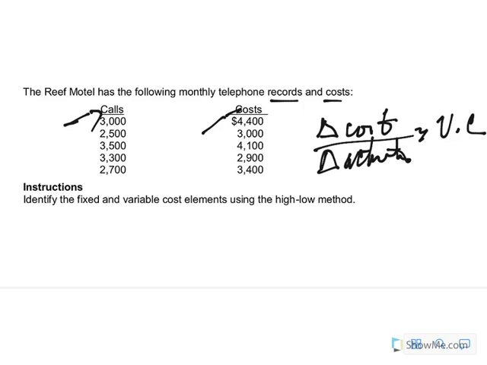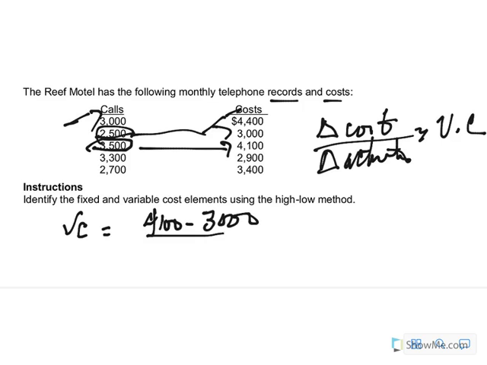All right, now we want the cost at the high activity. So when I look here, my high activity is 3,500 and the cost is 4,100. And my low activity is 2,500 and the cost at 2,500 is 3,000. So the variable cost is equal to the change in cost, 4,100 minus 3,000, over the change in activity, which is 3,500 at the high and 2,500 at the low. And that will equal $1.10 per unit.